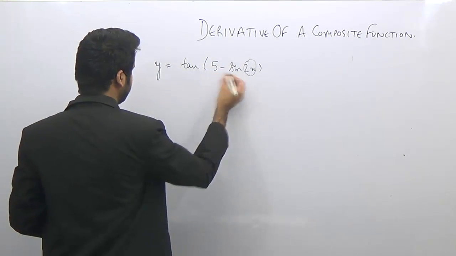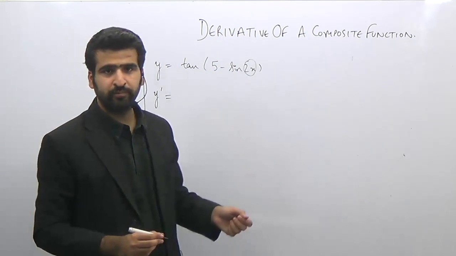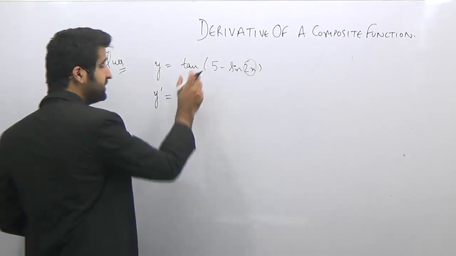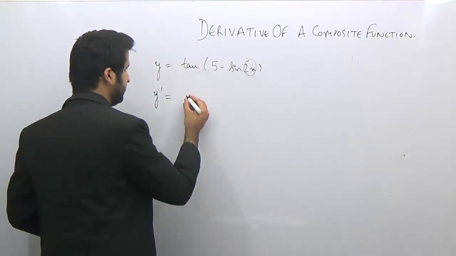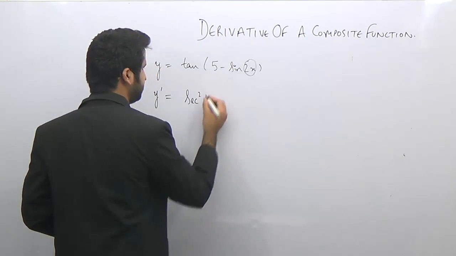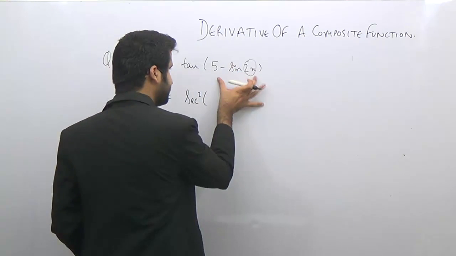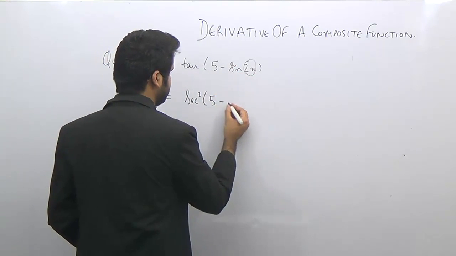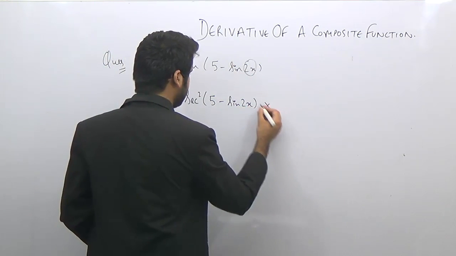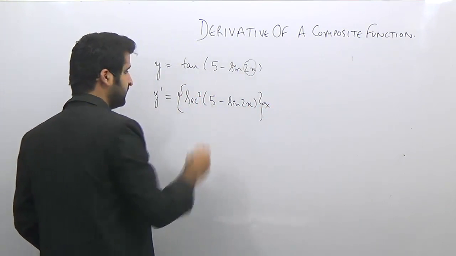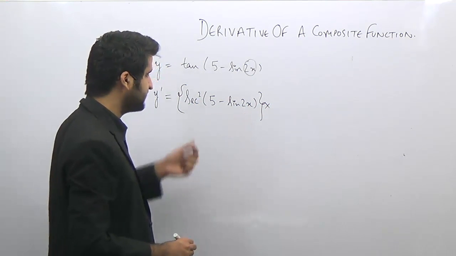So first of all, y dash according to the outside to inside rule. We'll first differentiate tan x. The differentiation of tan is sec square x. So this can be written as sec square, and this inside will remain constant. Just pay attention, this inside will remain constant. This will be sec square of 5 minus sine 2x. Then I'll multiply this result with the differentiation of this function, 5 minus sine 2x.